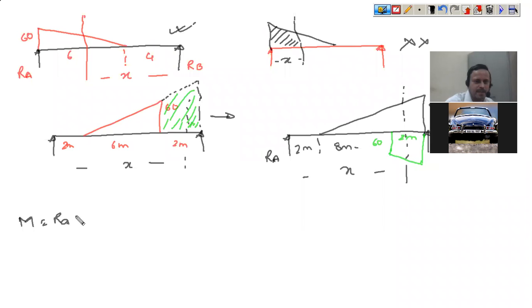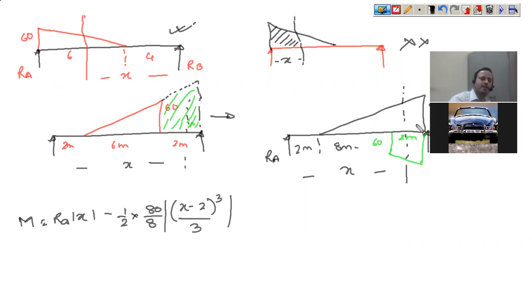So M is Ra into x. If I forget separators, take it for granted that you have to write it. Minus half into 80 by 8, because this is the total height, 80, divided by the total length over which it has been applied, and it is x minus 2 whole cube by 3. This is the top portion.